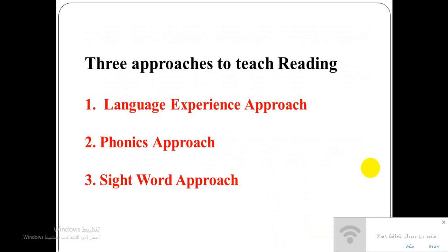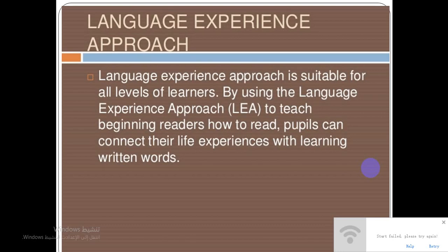What are the approaches of teaching reading? We have three approaches to teach reading, which are language experience approach, phonics approach, and sight word approach. Language experience approach is suitable for all levels of learners. By using the language experience approach to teach beginning readers how to read, students can connect their life experiences with learning written words.